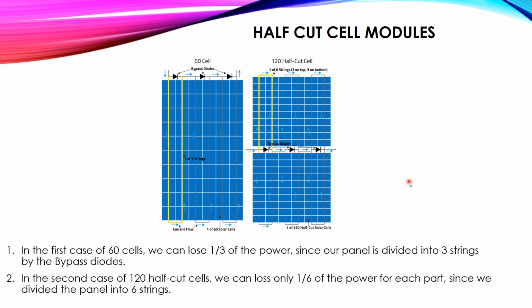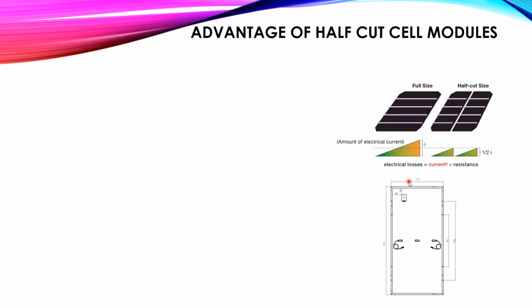In the second case of the 120 half cut cells, we lost only 1/6 of the power for each part, since we divided the panel into 6 strings. Okay, so what are the advantages of the half cut cell modules?